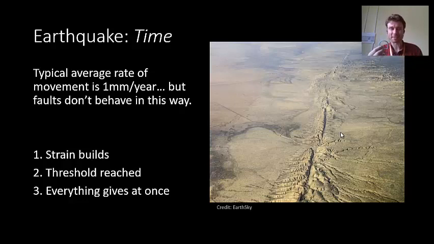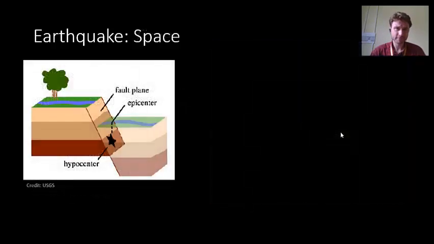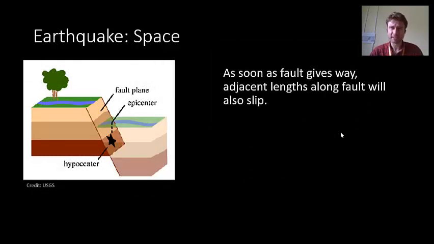A good analogy is to think about these faults and earthquakes like a rubber band. You can take a rubber band and keep pulling it, right? Building up energy until finally you get to a point where it's so big that it'll finally snap and release all that energy at once. When we think about this release of energy, we can think about it in a spatial scale. So as soon as that fault gives way, adjacent lengths along that fault will also slip, generating those seismic and surface waves that we saw last time.